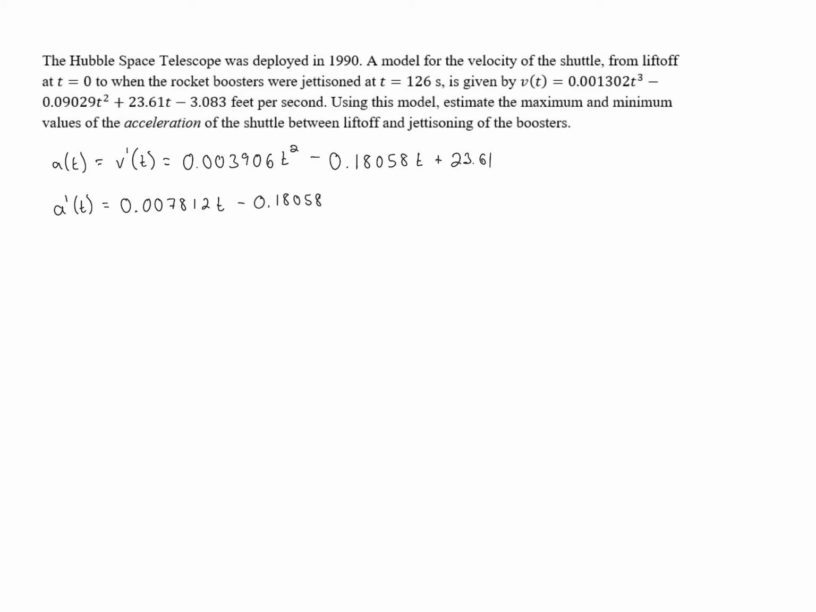There is nowhere where it's undefined, but it is equal to 0 somewhere, so we need to solve that. We can solve this by adding the constant term to both sides. That's going to give us 0.007812t equals positive 0.18058. And if we divide both sides by the coefficient on that t, we get an answer that's approximately equal to 23.1157 for our value here. And that is our only critical number.